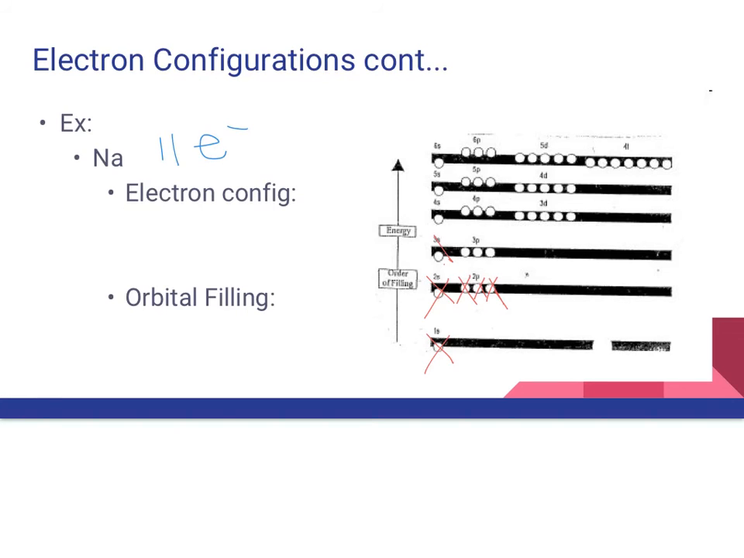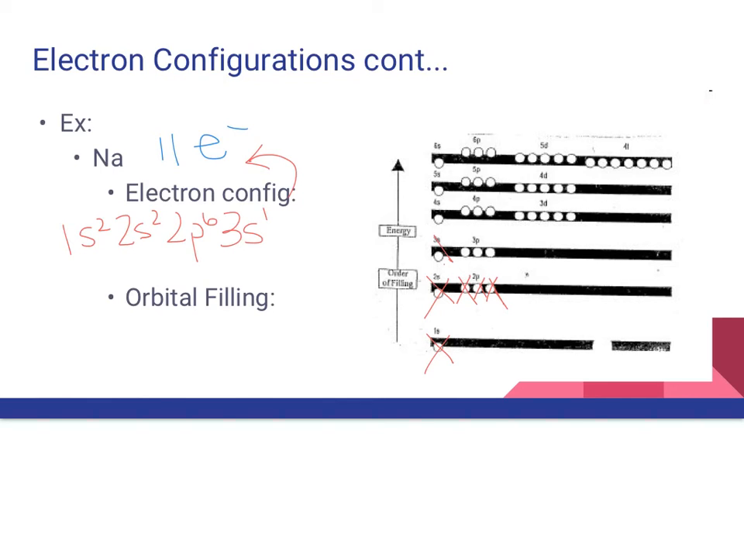Okay, from here, I'm going to write out the electron configuration. In the 1s, I had 2 electrons. In the 2s, I had 2 electrons. In the 2p, I had 6 electrons. And in the 3s, I had 1 electron. So the electron configuration for sodium is 1s2, 2s2, 2p6, 3s1. Again, if I total, 2 plus 2 is 4, plus 6 is 10, plus 1 is 11. All of those total the number of electrons, which is what I want.